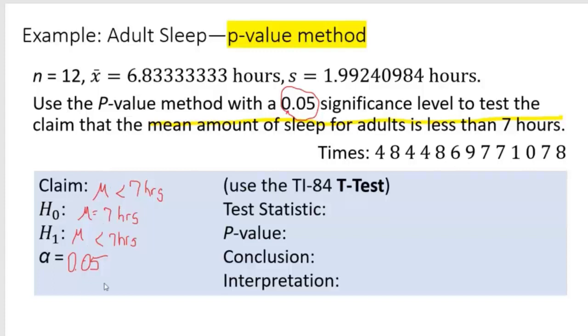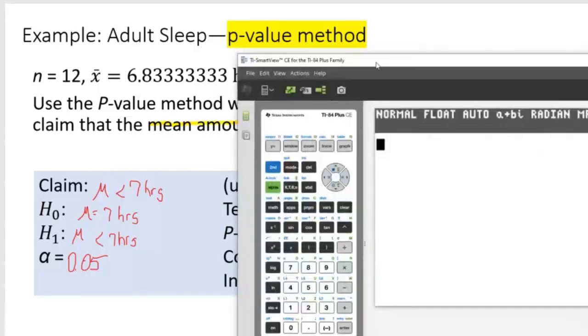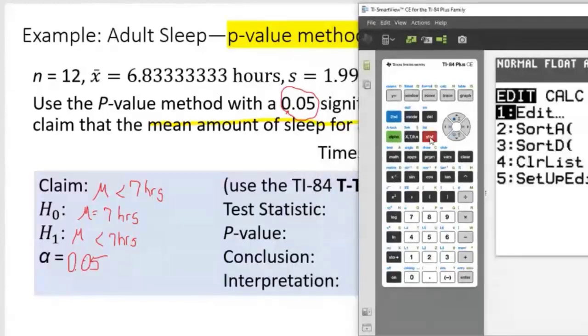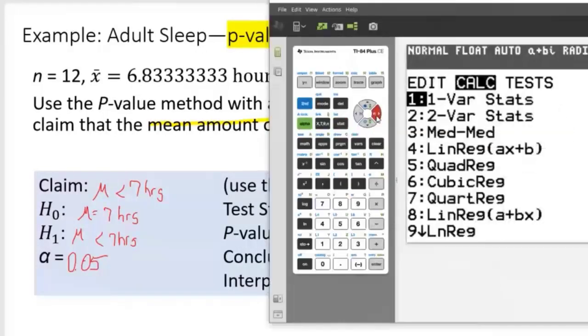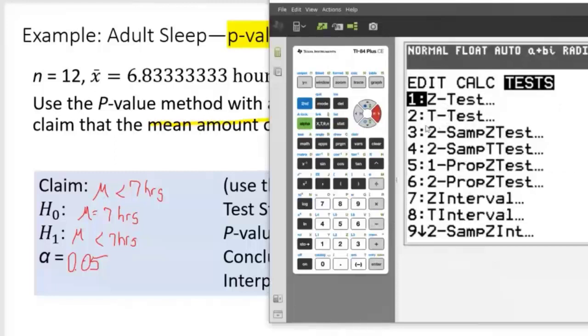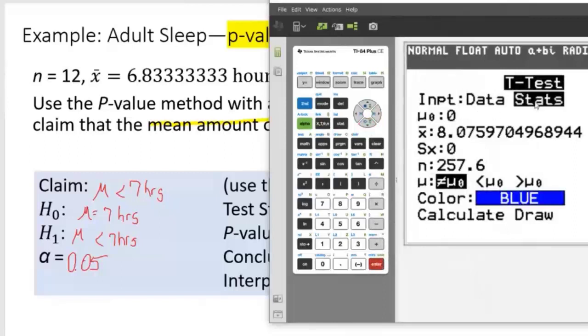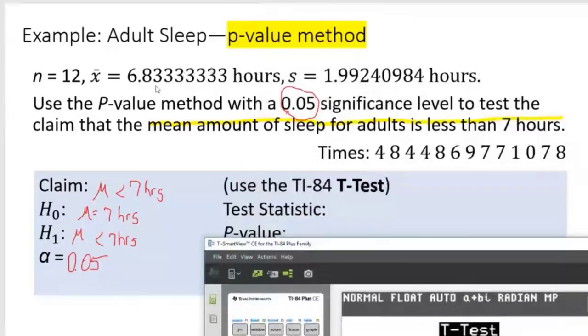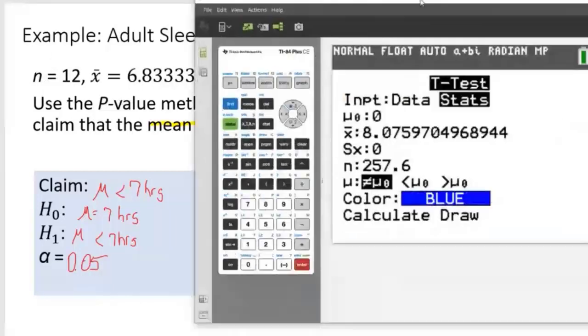So what we're going to do, keeping these in mind, is use the TI-84 t-test. I'm going to pull up my calculator. To get to that t-test, it is Stats and then TEST, and you see right here number 2 is a T-Test. I could have put all 12 of these entries in my list, but since this summary information was given to me, I'm going to go with Stats.